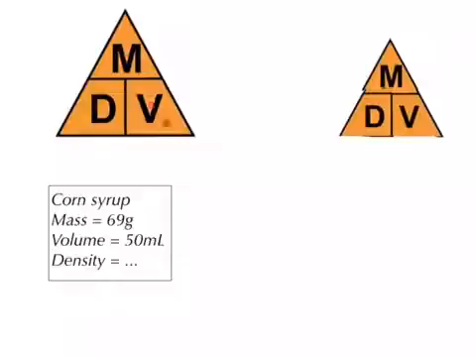This part right in the bottom right-hand corner is volume. That is how much space an object takes up. And right here in the left-hand corner is density. That is how much mass is inside a certain amount of space.